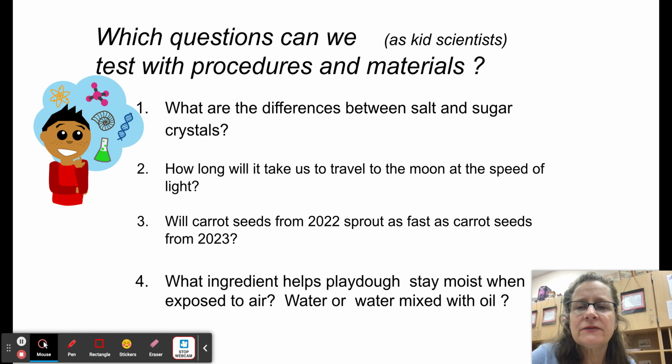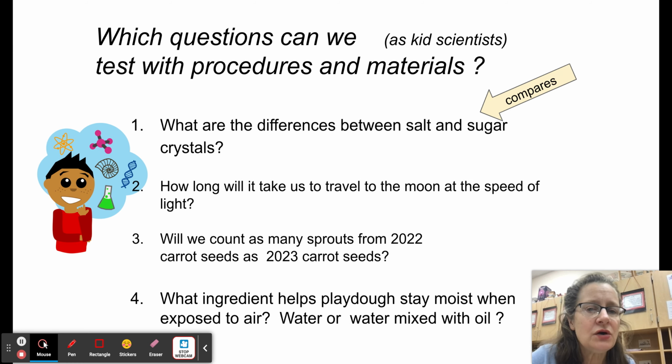Here are a collection of questions, and what we're going to do is go through them and ask, are these testable questions? Number one, what are the differences between salt and sugar crystals? These are comparing. So this is a good question. It's very basic, and you do have an opportunity to investigate, to research, and compare.